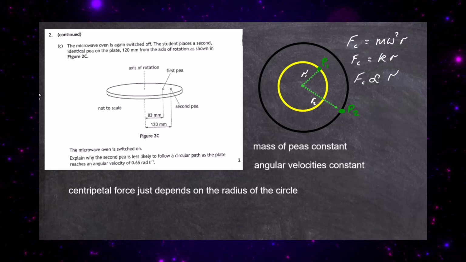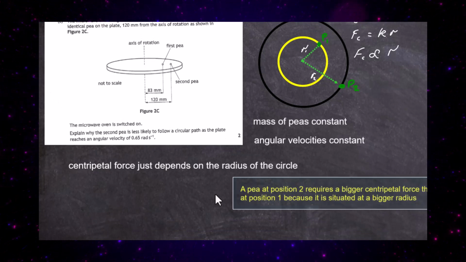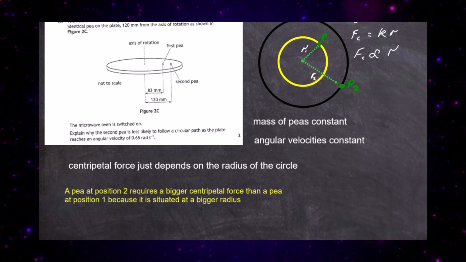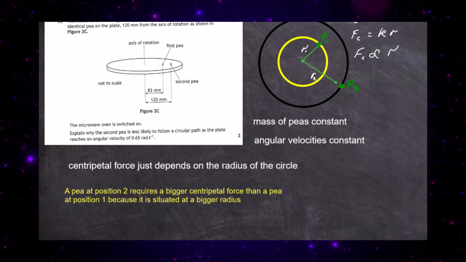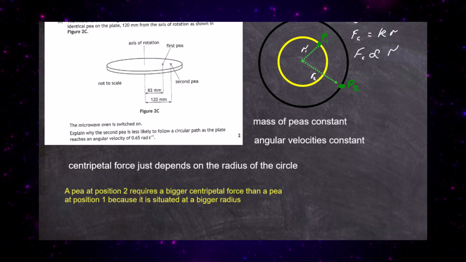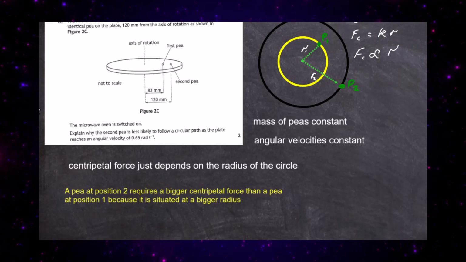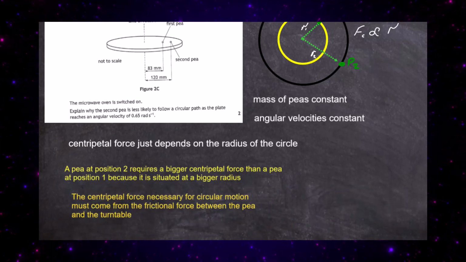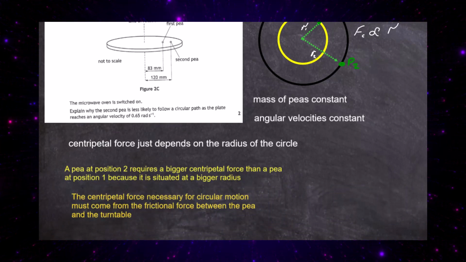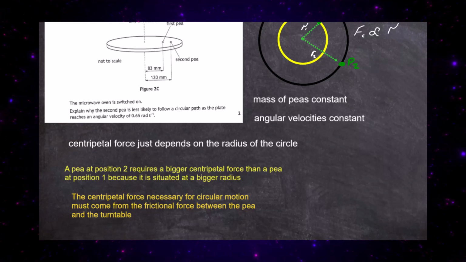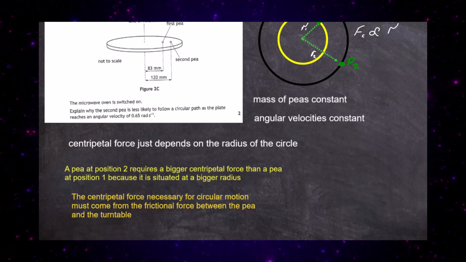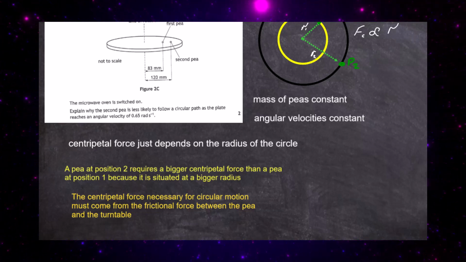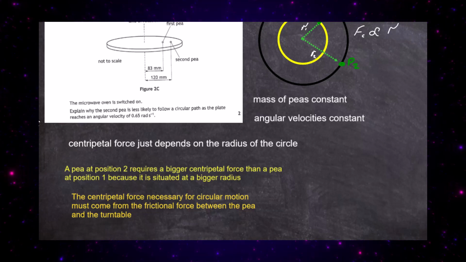So let's examine what we've got now. We've got the P at position 2 has got a bigger radius, and therefore it requires a bigger centripetal force than P at position 1, because it's situated at a bigger radius. So we need a bigger centripetal force. Now the centripetal force necessary for circular motion in this case must come from the frictional force between the P and the turntable. That's what keeps this P in a circular motion. The centripetal force comes from the force of friction between the P and the turntable.